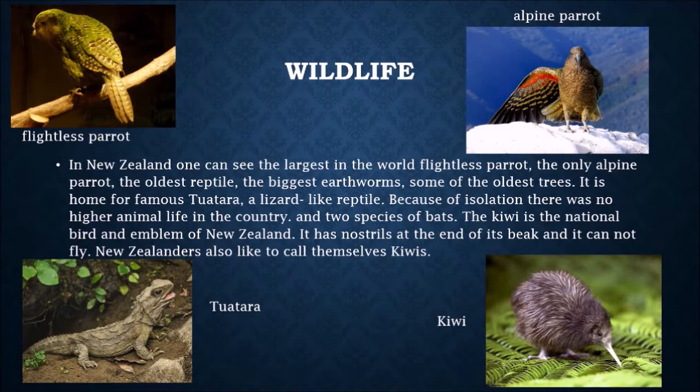The kiwi is the national bird and emblem of New Zealand. It has nostrils at the end of its beak and it cannot fly. New Zealanders also like to call themselves kiwis.